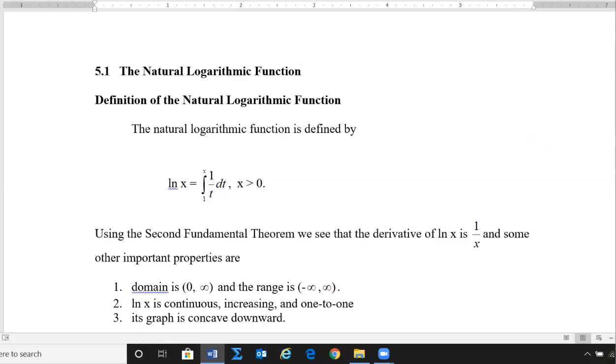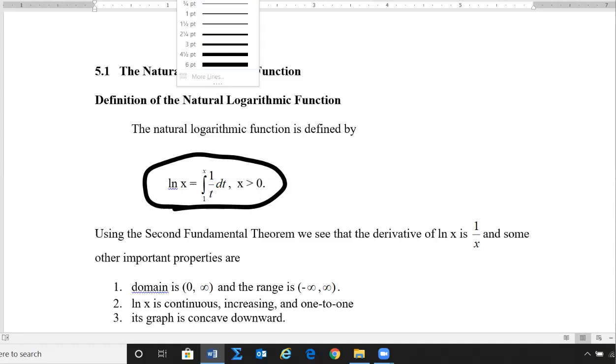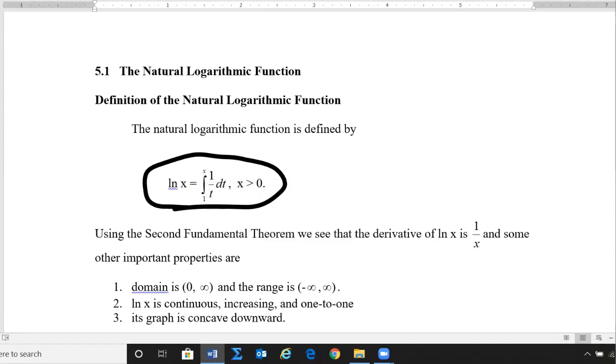Okay, we're going to talk a little bit about the natural logarithmic function. I'm going to start with a definition. You've probably seen the function before, but we're going to start from the beginning and define the natural log this way with this integral. So that's going to be our definition starting point.